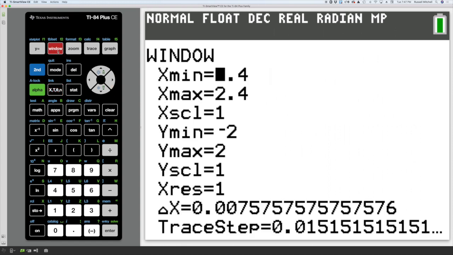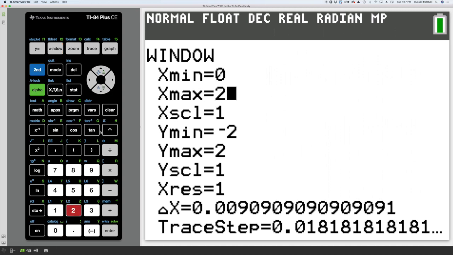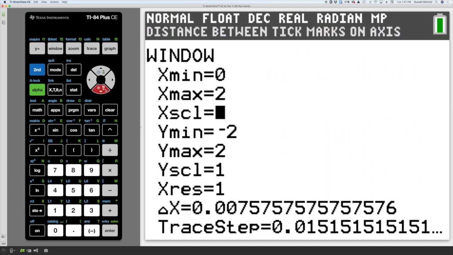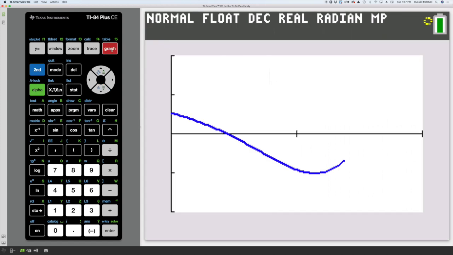Okay, and in our window, we're looking for this x value where this happens, which we happen to be calling b, and we're only looking from 0 to 2, so that's all we have to focus in on. So x min is 0, x max is 2, x scale of 1. Because it's cosine, I would go like -2 to 2 again, okay? So let's go ahead and graph this and see what happens.